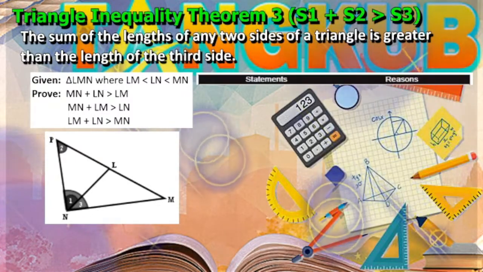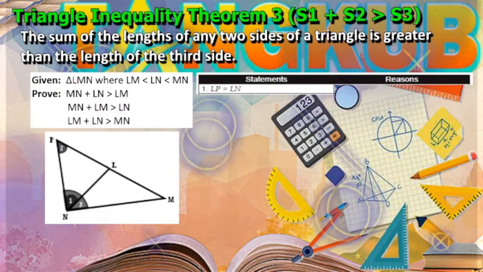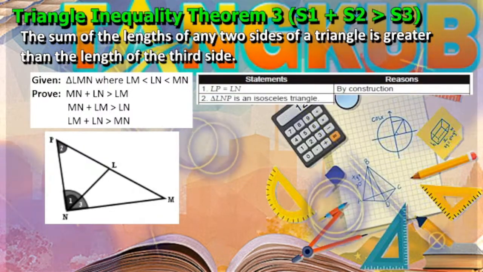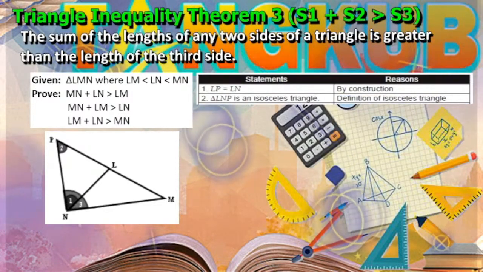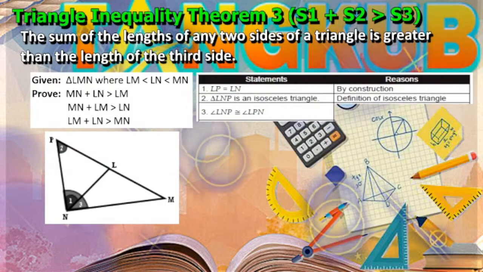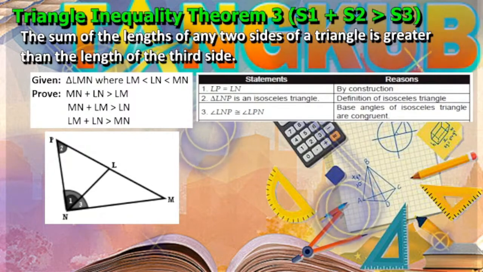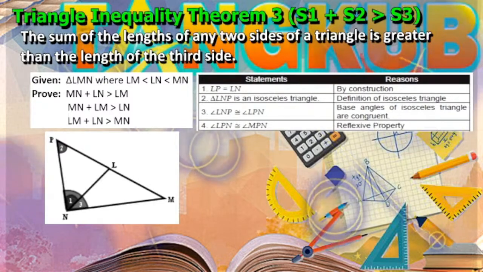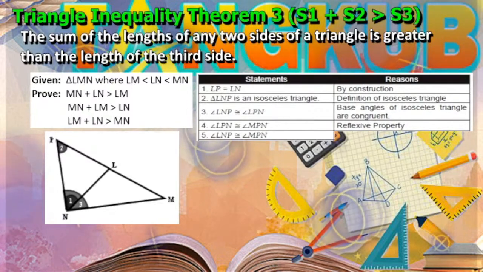Here is now the following statements with its equivalent reason. Based on the figure, LP is equal to LN. Reason by construction. Next, triangle LNP is an isosceles triangle. Reason, definition of isosceles triangle. This follows that angle LNP is congruent to angle LPN. Reason, base angles of isosceles triangle are congruent. Angle LPN is congruent to angle MPN. Reason, reflexive property. And that angle LNP is congruent to angle MPN. Reason, transitive property.